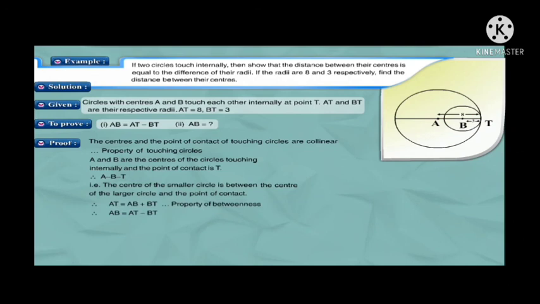Therefore, we substitute AT equal to 8 and BT equal to 3. So, the AB value we need to find. Let's substitute: 8 minus 3, which is equal to 5. Therefore, AB is equal to 5.